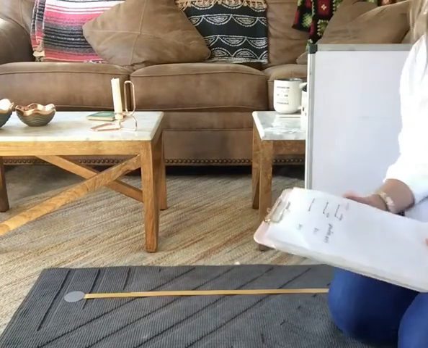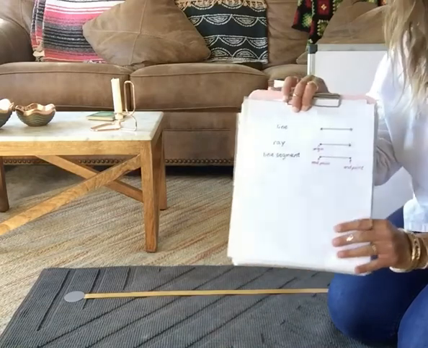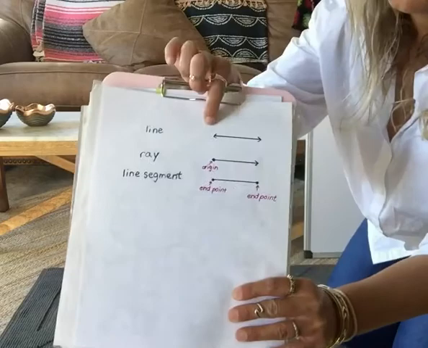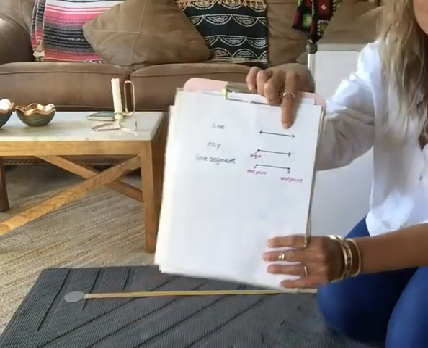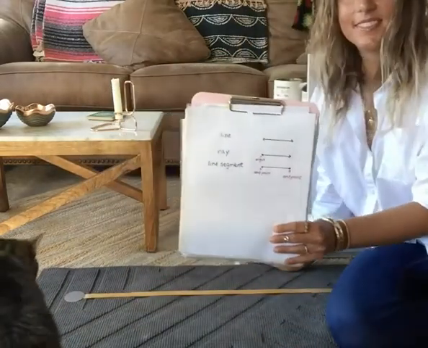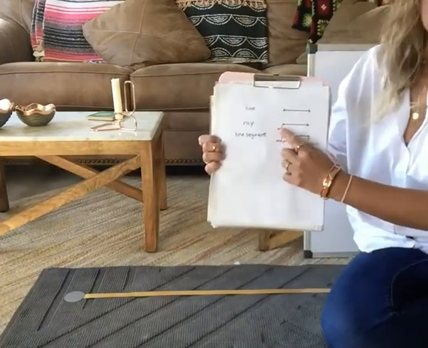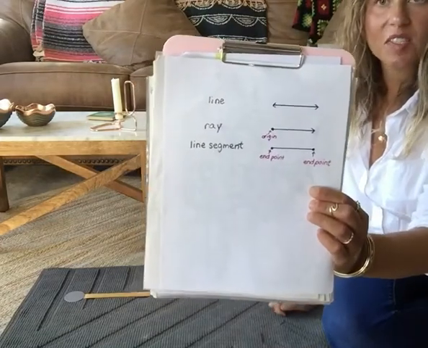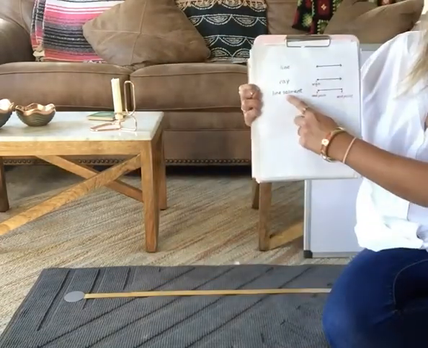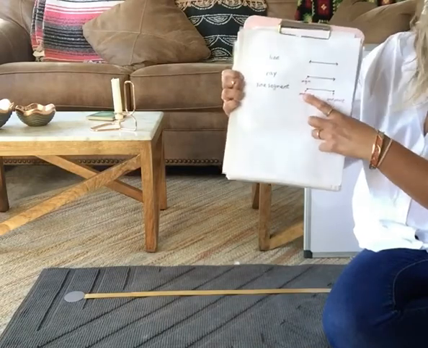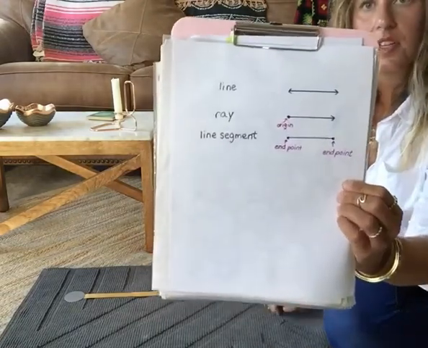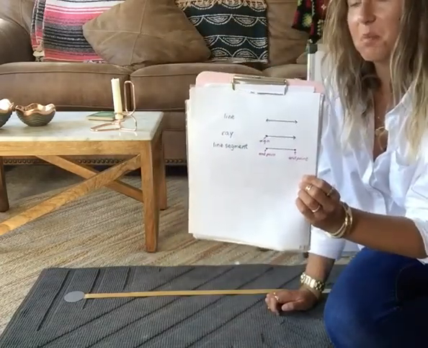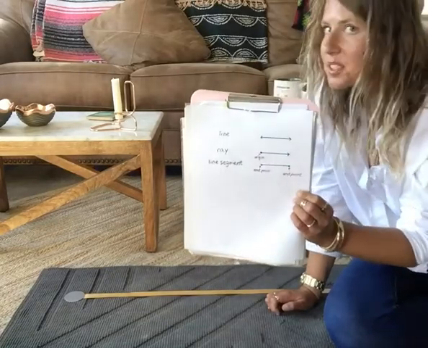And I would like you to record this lesson, and it should look something like this. This is a line, no beginning and no end. This is a ray. It has an origin and then continues on. And then last but not least, we've got a line segment, which has two endpoints. Now, if you're recording this, hopefully you have a math notebook with lined paper, and of course in geometry, you always need to use a ruler.